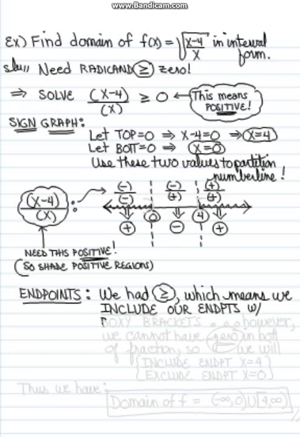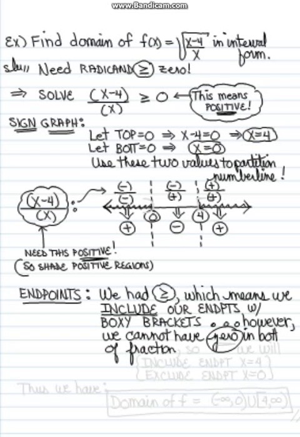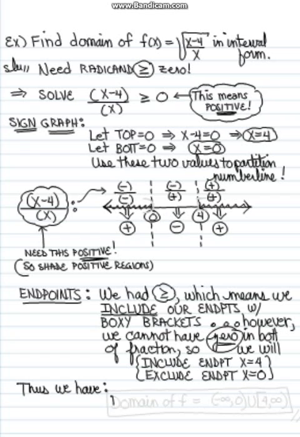But this is a fraction, and we have to be careful not to get a 0 denominator. We want no zeros in the bottom of the fraction. We cannot have 0 in the bottom of our fraction. So what we're going to do is include the endpoint x equals 4, but exclude x equals 0, because if x were equal to 0, that would give us a 0 in the bottom of our fraction. So include x equals 4 with a boxy bracket, exclude x equals 0 with a round bracket. So we go back up to our graph, make the round bracket on 0, the boxy bracket on the 4, and that would represent the graph of our domain.